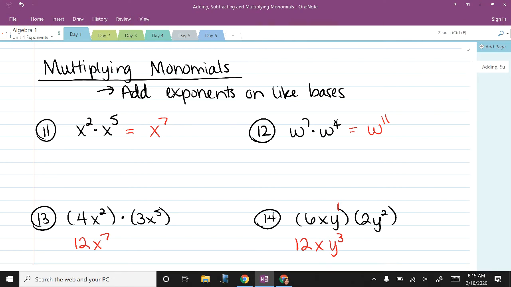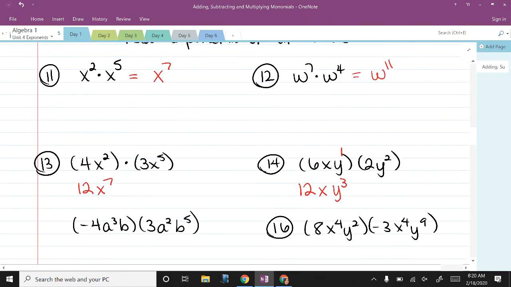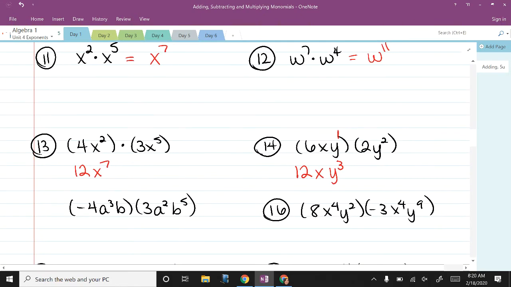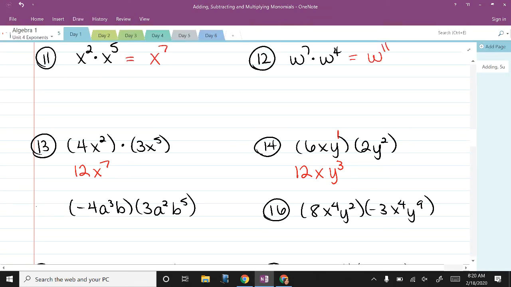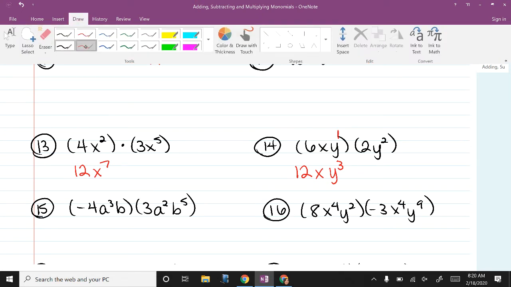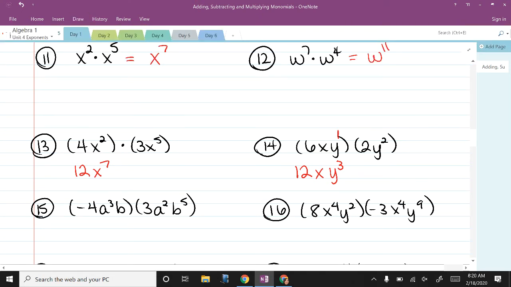Y'all see how we did all that? I multiplied 6 times 2. x didn't have a buddy, brought it down, added my y's. If it doesn't have an exponent, you put a 1 on it. This is supposed to be number 15, and somehow my number got erased. Sorry. That doesn't mean we skip it. Never, ever, ever.